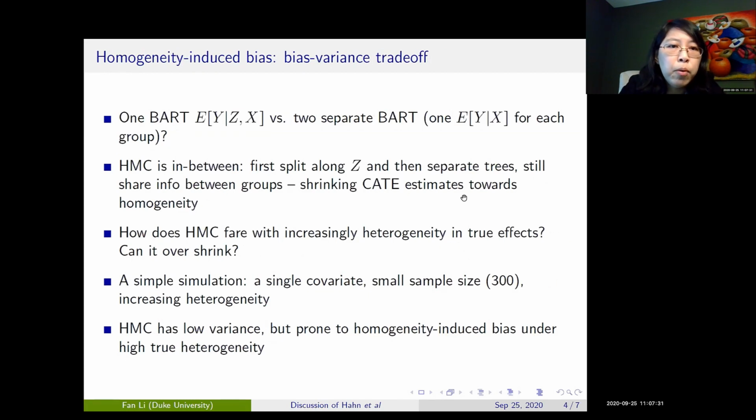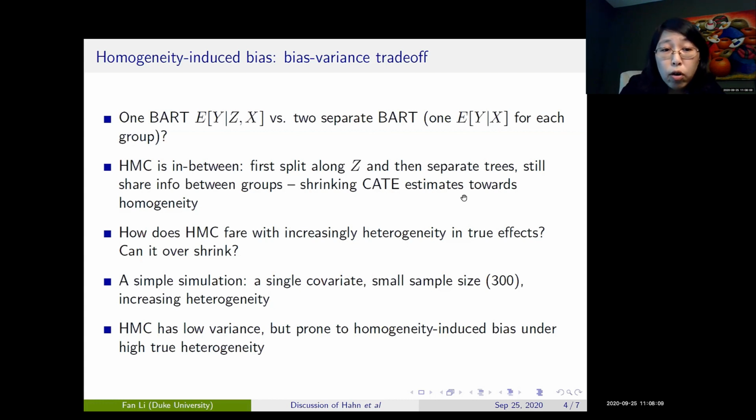The second point is more specific to this model prior that Richard et al. have proposed. So as Richard mentioned earlier, how do you do BART in this case? There are different ways, right? First you can, as Jennifer did, just put one BART on the outcome model and use the propensity score, the treatment indicator, essentially as an additional covariate. Or you can do two separate BARTs, basically fit one BART to each group.